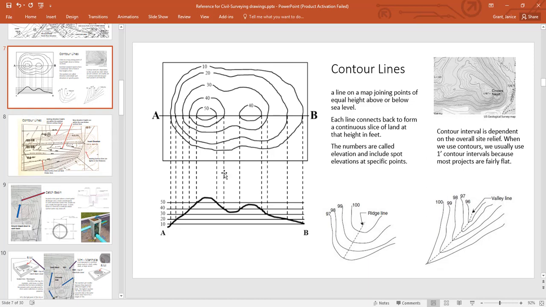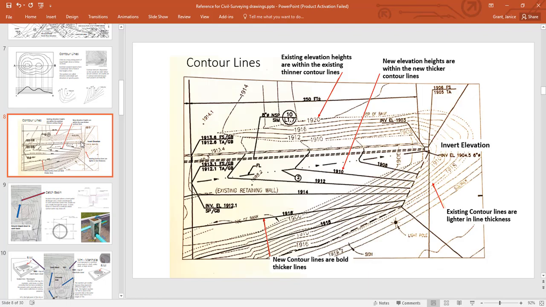And here's kind of a cut through of what these numbers represent. You see the higher numbers, and then we're going down to the lower numbers here. They're usually 1 foot intervals. Sometimes at 5 feet you'll see that they're bolder, because on larger projects the 1 foot is not as important as the 5 feet.